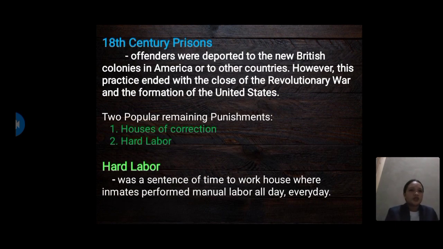So in the 18th century prisons, offenders were deported to the new British colonies in America or to other countries. However, this practice ended with the close of the Revolutionary War and the formation of the United States. So there are two popular remaining punishments: houses of correction and hard labor. Hard labor is a sentence of time in a workhouse where inmates perform manual labor all day, every day.